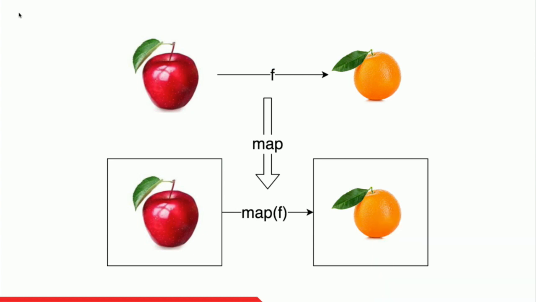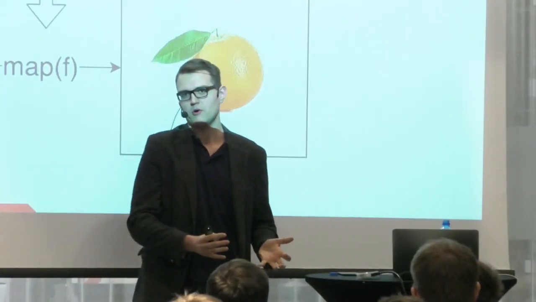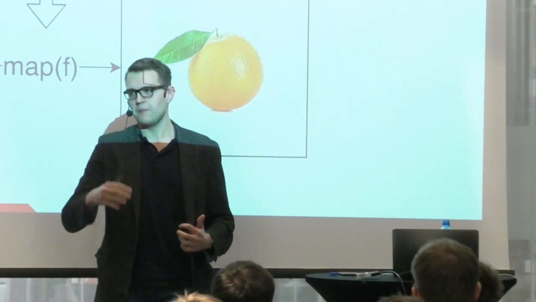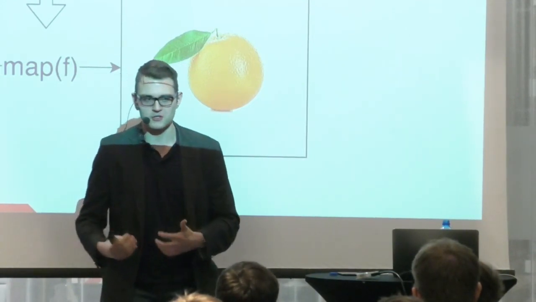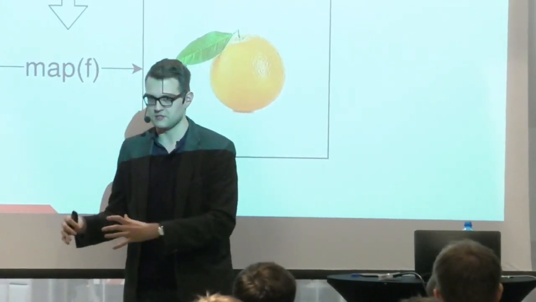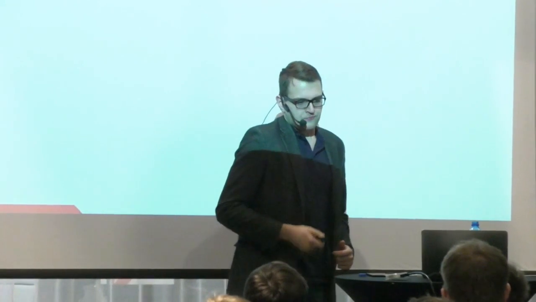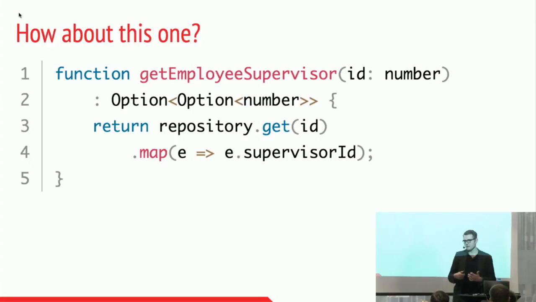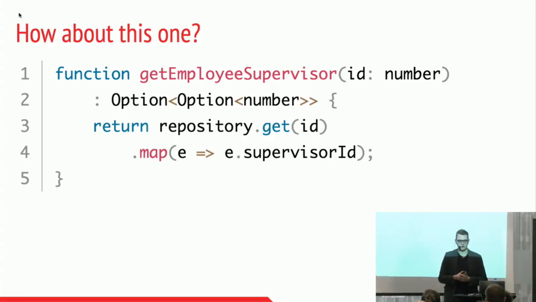So just to make clear what map does, let's say we have a function that works on apples and it can transform them to oranges. But what I have is an apple in a box. So my function f won't work on this apple in the box. But if I apply map on this function, I will get a new function that works on apples in boxes and changes them to oranges in boxes. Okay, so that helped, but we need something more.